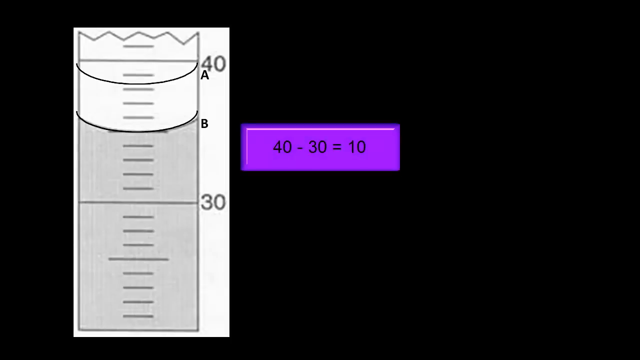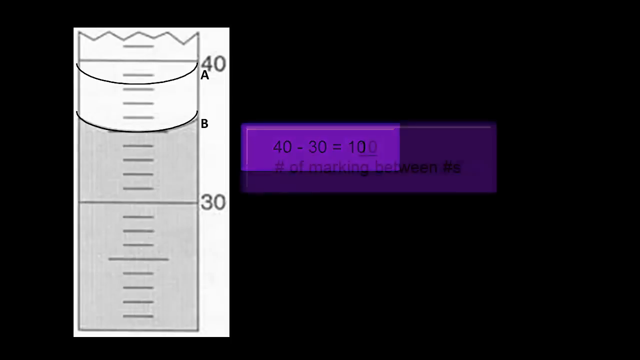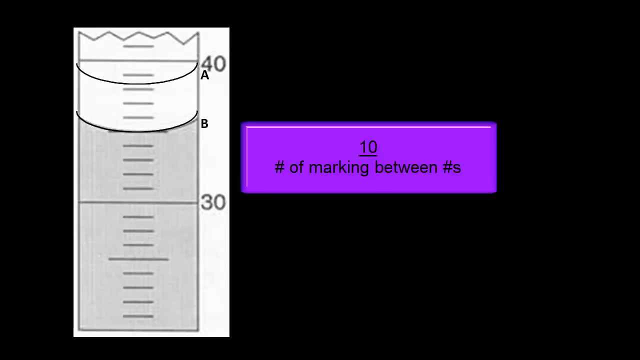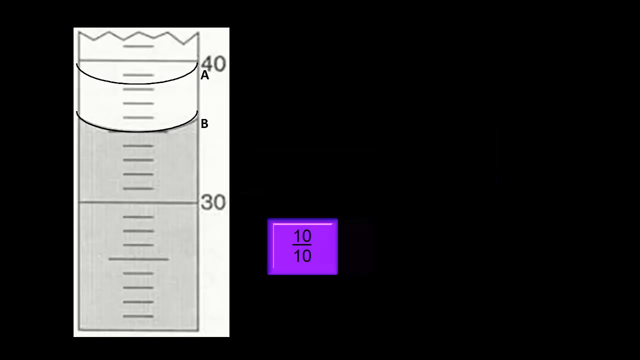First, we need to determine what each of these markings are worth. We will take the 30 and subtract it from the 40, and the answer is 10. Next, we divide that by the number of markings it takes to go from 30 to 40, and that is also 10. So 10 divided by 10 is 1, which means that each marking is worth 1.